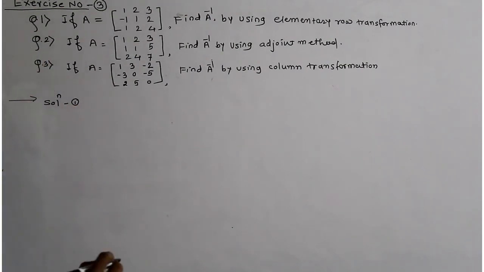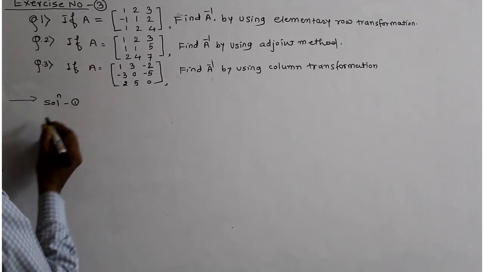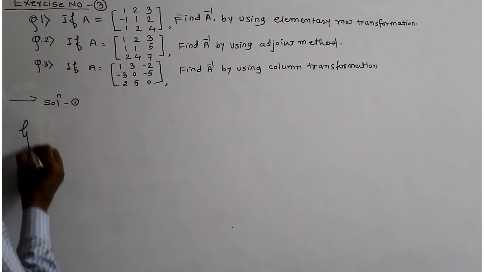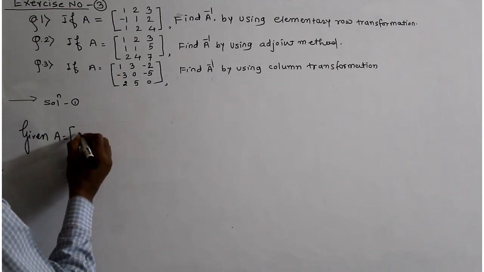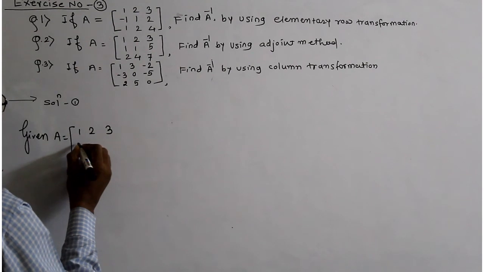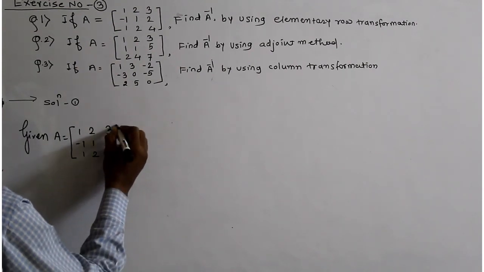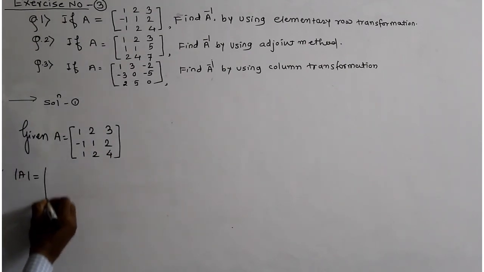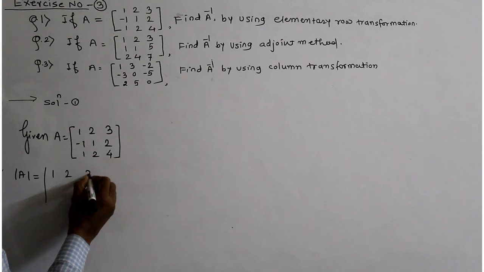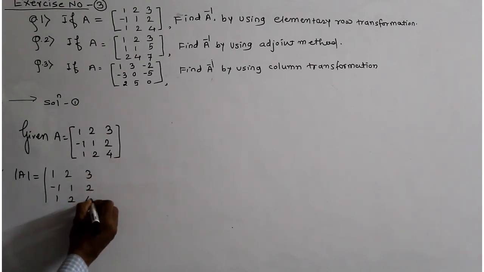Now let us start question number 1. The solution of question number 1: given A is equal to matrix [1, 2, 3; minus 1, 1, 2; 1, 2, 4]. First find the value of the determinant of A. It is 1, 2, 3, minus 1, 1, 2, 1, 2, 4.